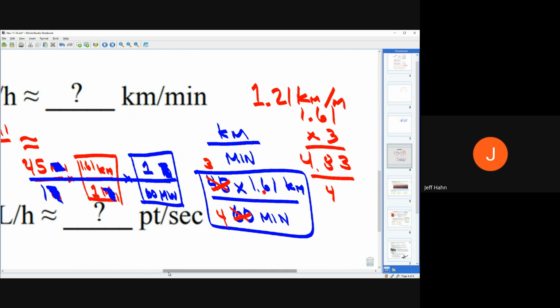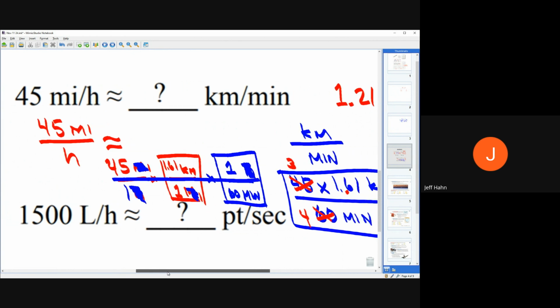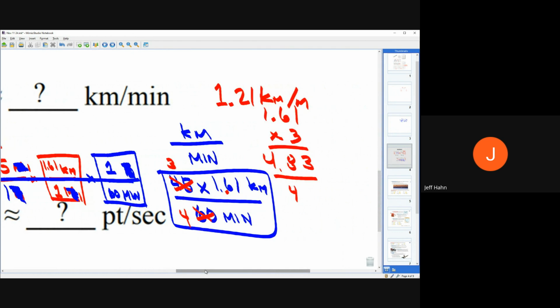Now, let's just pause and take a thought here. If you're going 45 miles an hour, how fast is that? That's like a decent speed. You can't run that fast. It'd be like the speed you're going in town, driving past the fire station on Route 47. Well, if you're going 45 miles per hour, that's the same as going 1.21 kilometers per minute, for every minute you go on.